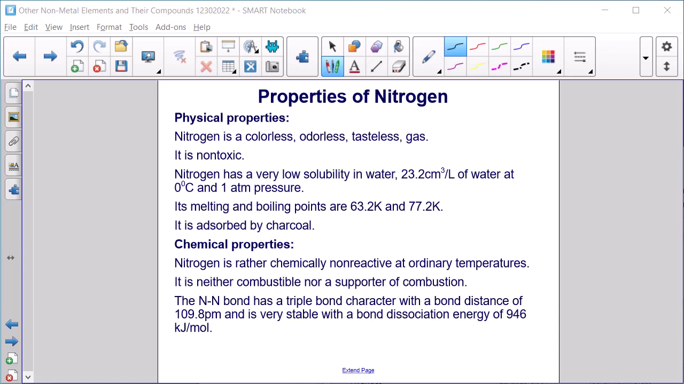Chemical properties of nitrogen. Nitrogen is rather chemically non-reactive at ordinary temperatures. It's neither combustible nor a supporter of combustion. The bond in the nitrogen-nitrogen diatomic molecule has triple bond character with a bond distance of 109.8 picometers, and it is very stable, one of the strongest bonds, with a bond dissociation energy of 946 kilojoules per mole.